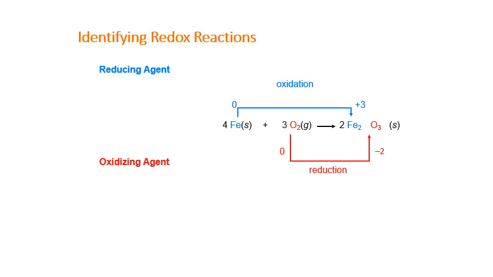Fe goes from 0 to +3, which means it lost 3 electrons. Losing electrons means oxidation, thus iron is going through oxidation. Oxygen went from 0 to -2, it gained 2 electrons, thus reduction. Since Fe is going through oxidation, it is a reducing agent. And since oxygen is going through reduction, it is an oxidizing agent. In this flip, we reviewed redox reactions, oxidation numbers, and discussed reducing and oxidizing agents.